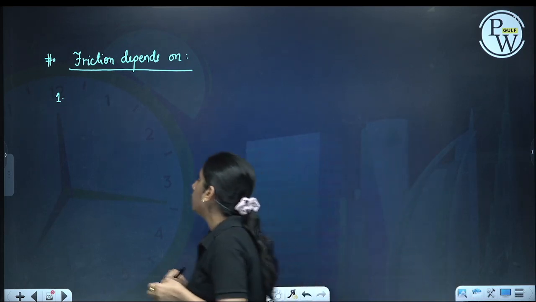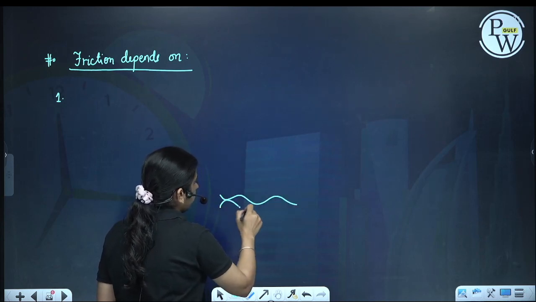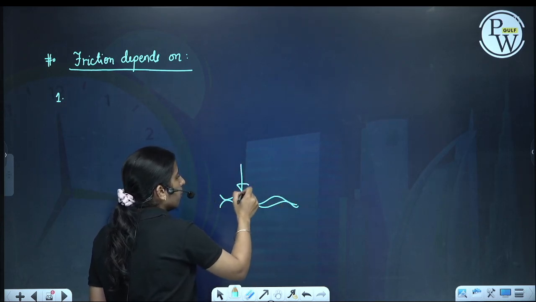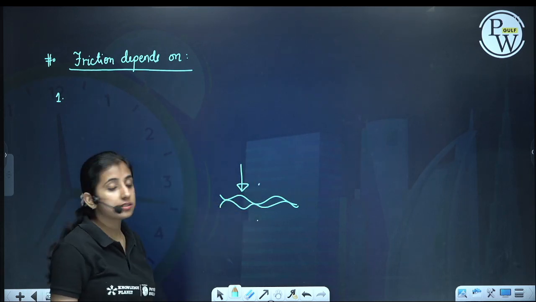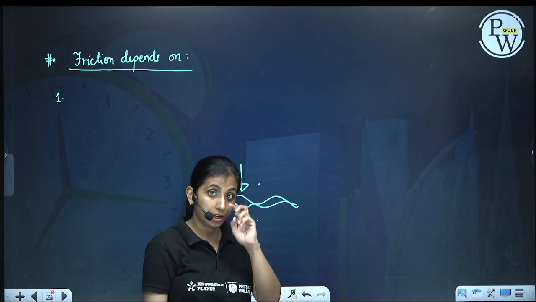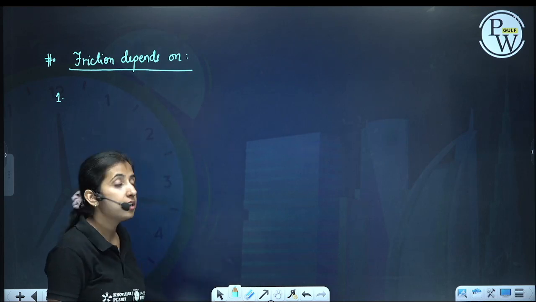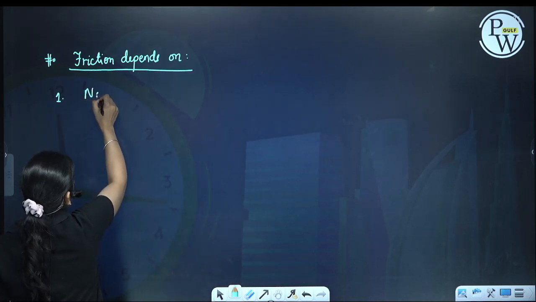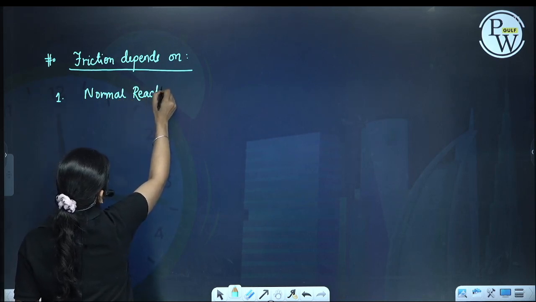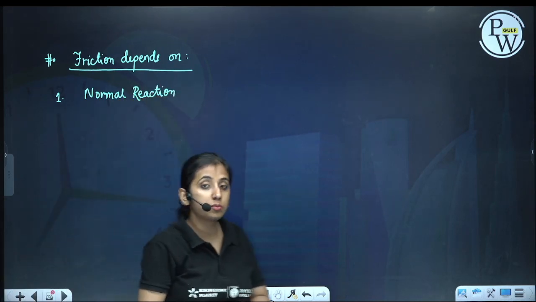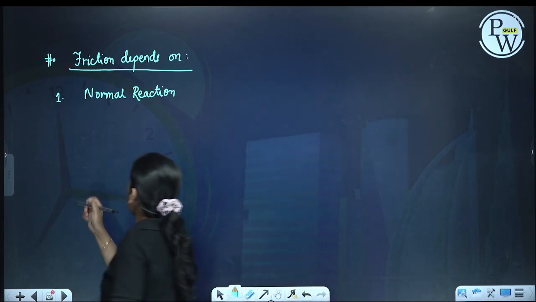Now let us see what friction depends upon. The bonding is formed at the joint points. The more the downward force exerted, the more will be the bond strength formed. The more the pressure, the more strength will be of the cold welds. So normal reaction: the more the force acting at the two surfaces, the more pressure we exert on the downward surface, the stronger will be the bonds.